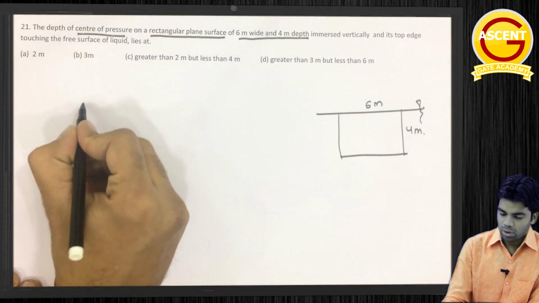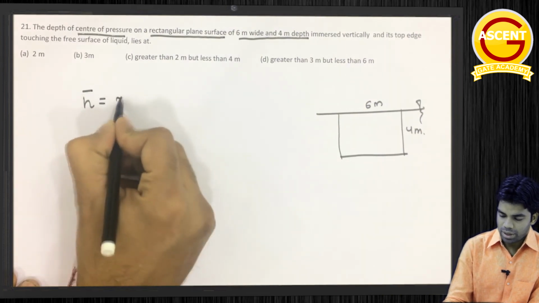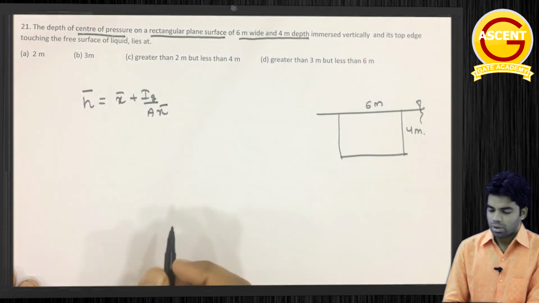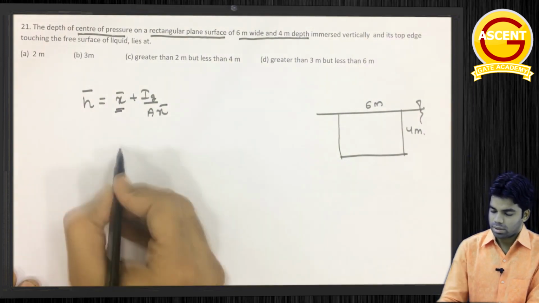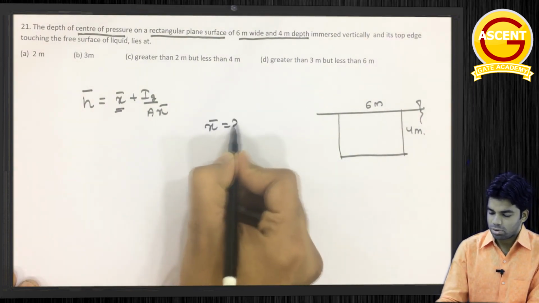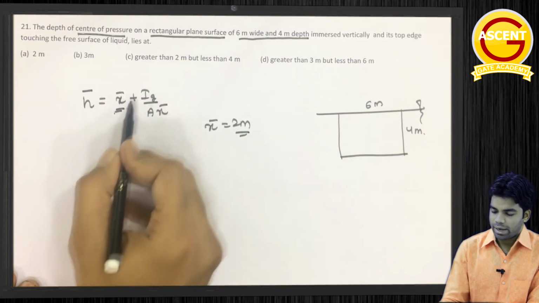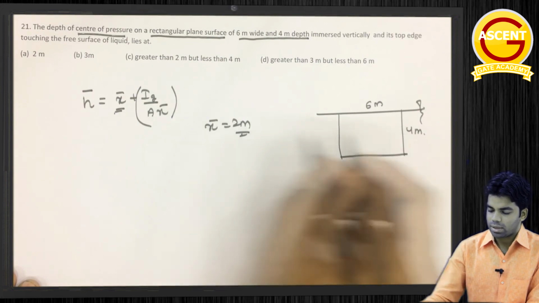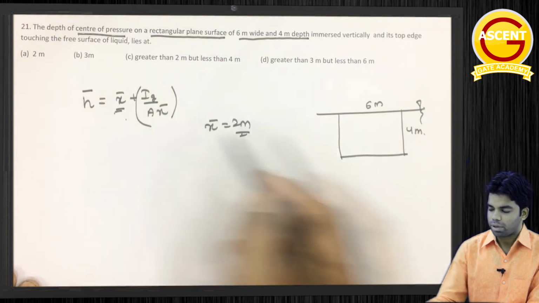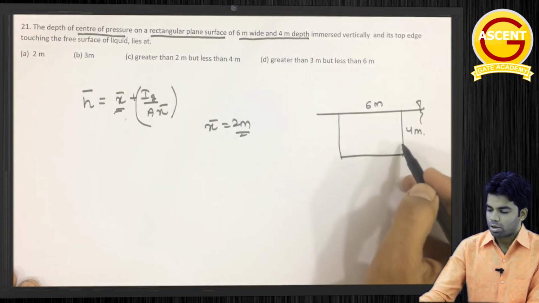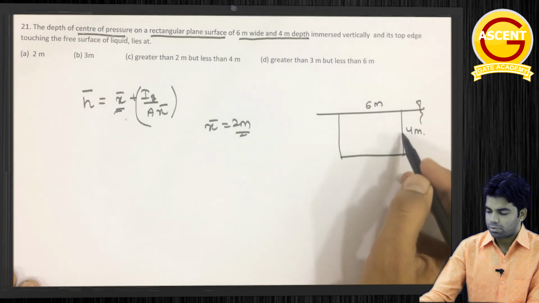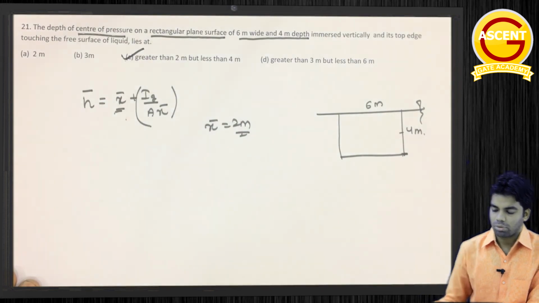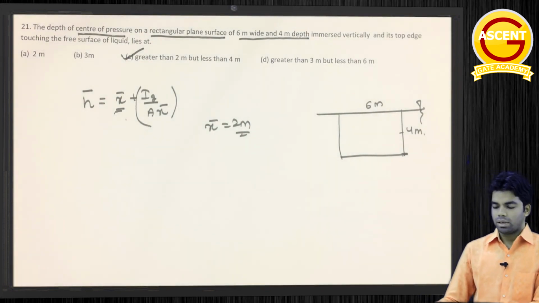Okay, so we know the depth of center of pressure, h bar, is equal to x bar plus Ig upon A x bar. Now x bar here is 2 meter. Now we are adding this Ig upon A x bar to this 2, that means obviously this has to be between 2 meter and 4 meter. 4 meter is the total depth, so center of pressure will lie somewhere between 2 meter and 4 meter. Okay, so answer should be C, greater than 2 meter but less than 4 meter. Clear or not? Okay.